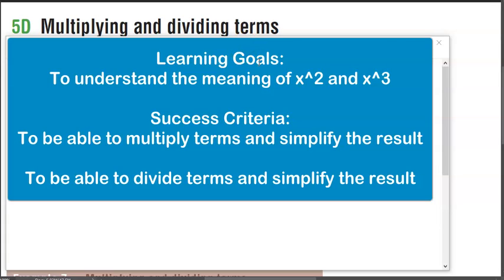Mr. Herman here, and this is exercise 5D, multiplying and dividing terms. The learning goals for this lesson are to understand the meaning of x to the power of 2 and x to the power of 3, and to be able to multiply terms and simplify the results, and to be able to divide terms and simplify the results. That is the success criteria for this lesson.